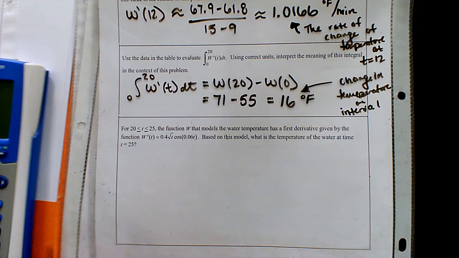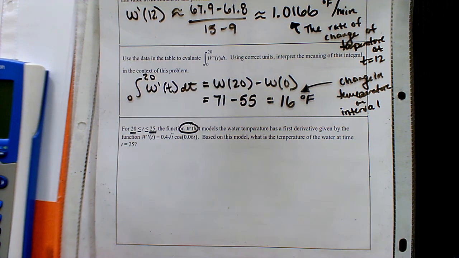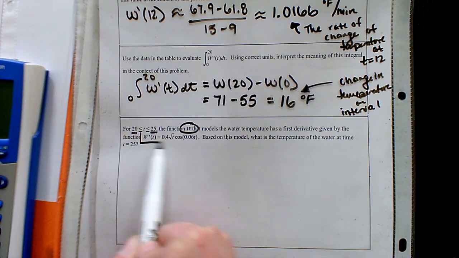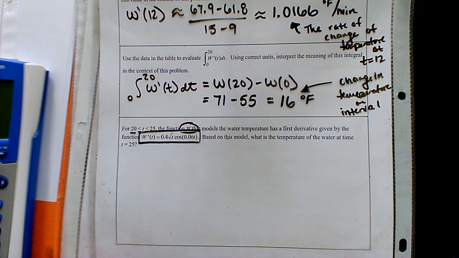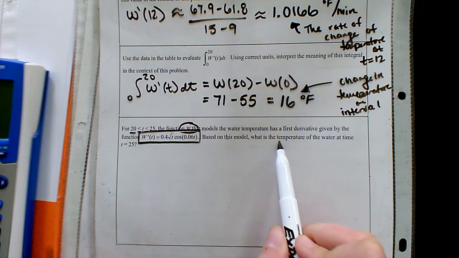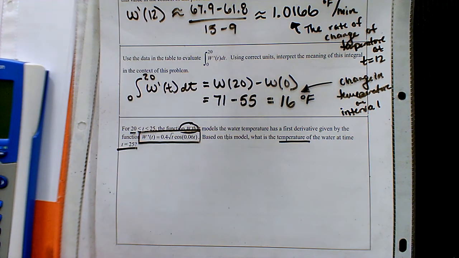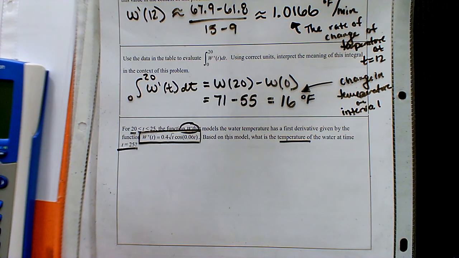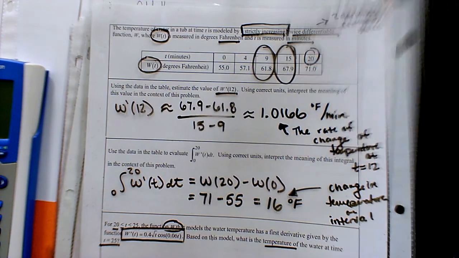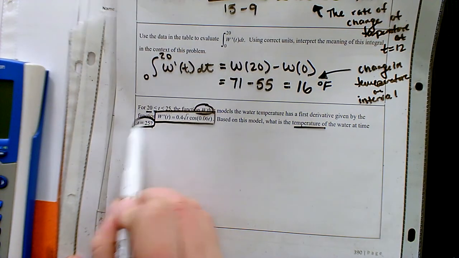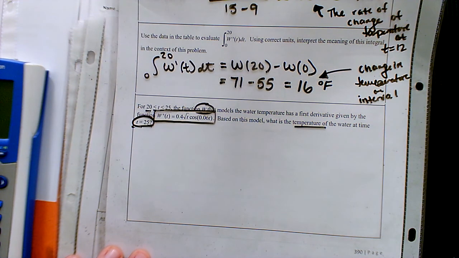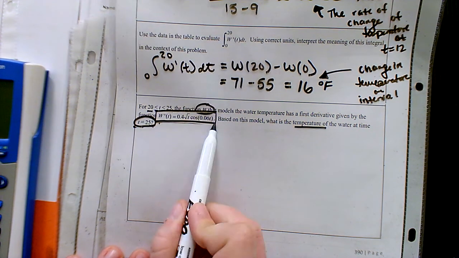All right, let's try the last one. For the interval 20 to 25, the function W models the water temperature and has a first derivative given by this very complicated function. Based on the model, what is the temperature of the water at time 25? Notice how they're asking us to predict information. The table at the top only goes to time 20, but they want us to figure out a temperature at time 25, using this derivative model.